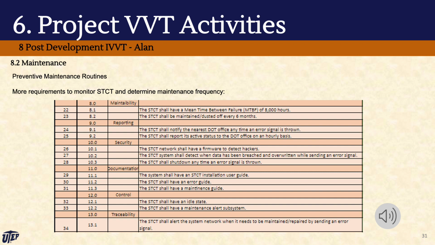The STCT will have foreseeable charge issues, for instance, due to weather conditions. Therefore, maintenance and proper planning will need to be developed to take care of these issues and clean the solar panels, as reflected in maintainability requirement 8.2, that the STCT shall be maintained and dusted off every 6 months.